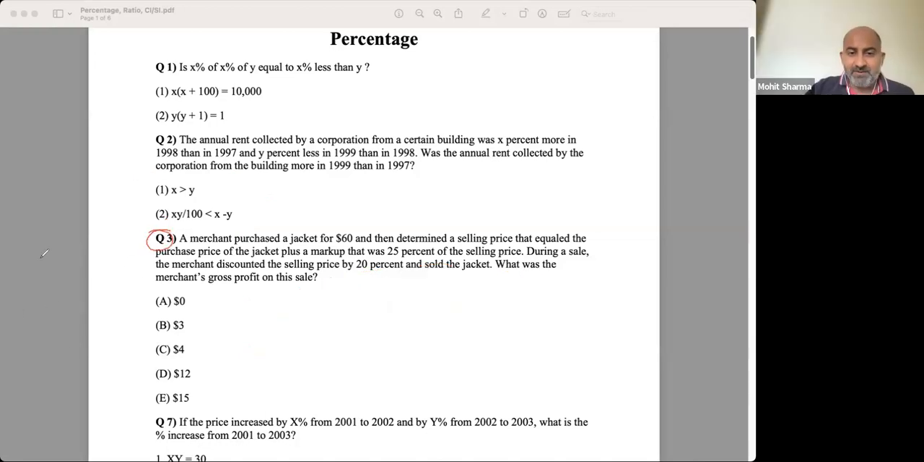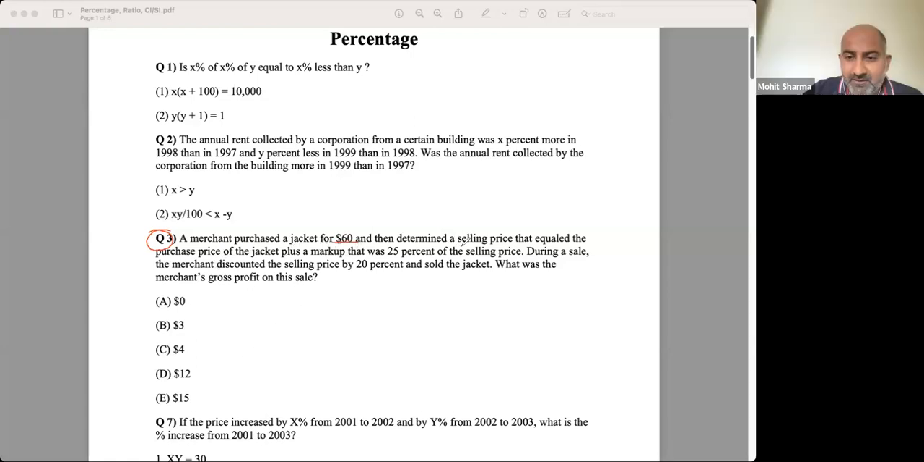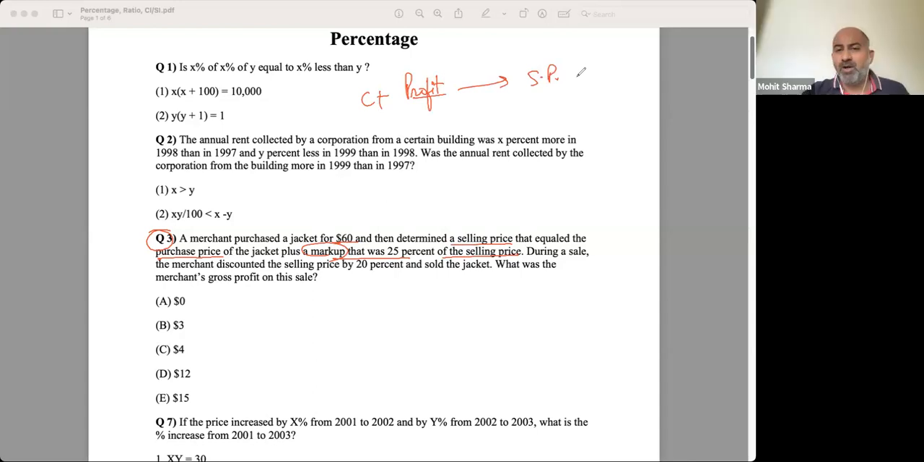Let's see the third one, and then we'll come to the first. A merchant purchased a jacket for $60 and then determined the selling price that equaled the purchase price plus a markup that was 25% of the selling price. Markup means cost plus markup. Markup simply means profit. It means by what amount or percentage the cost price has been increased, the addition to the cost price to get the sales price.